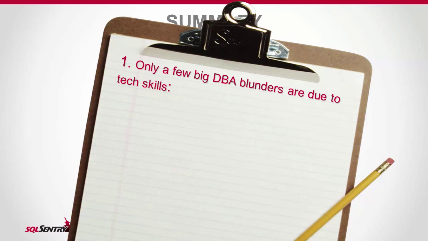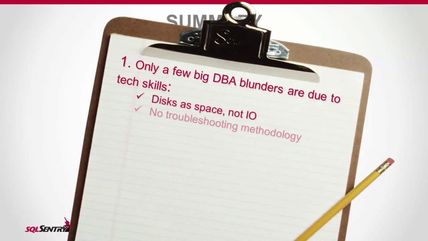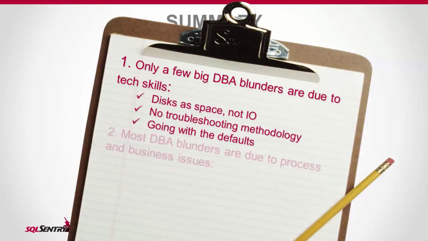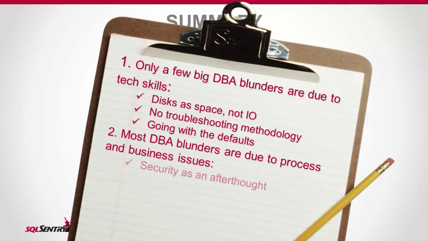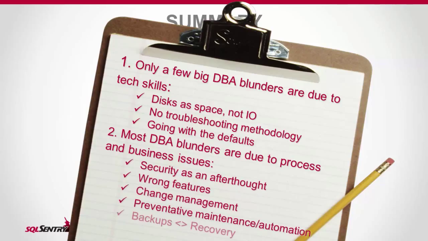All right, a few things about summarizing. Only a few big blunders are due to tech skills. Those are things like disk space, the troubleshooting methodology, and just going with the defaults. But most of the others are due to process or business issues. Things like security as an afterthought, using the wrong features, change management, preventive maintenance and automation, and backup doesn't equal recovery. Those are all process or attitude or thought process problems. And you can see it's a much bigger list.